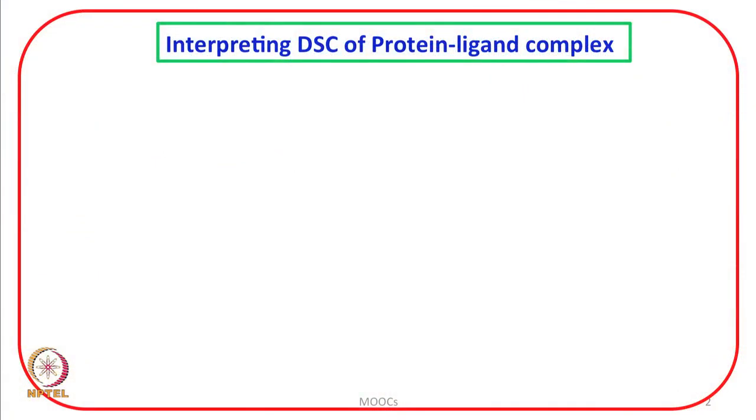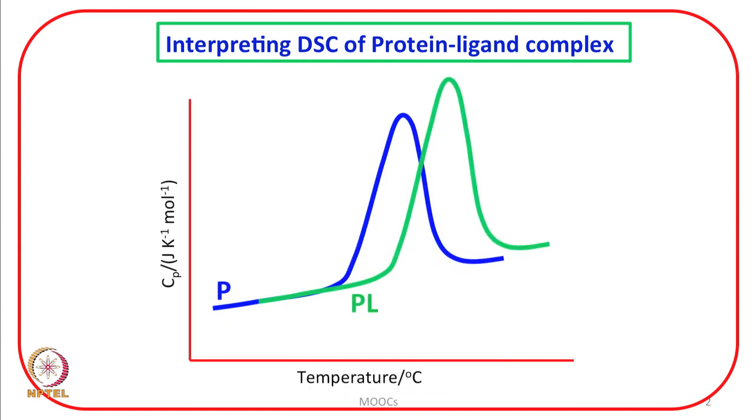Now, let us take a look at how to interpret the DSC of protein ligand complex. As discussed in one of the previous lectures, let us take a look at this slide. When we thermally unfold a protein P, then we can find out its transition temperature, calorimetric enthalpy, etc.